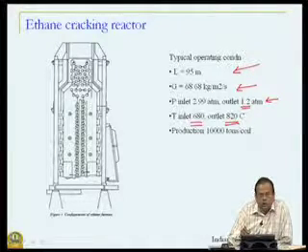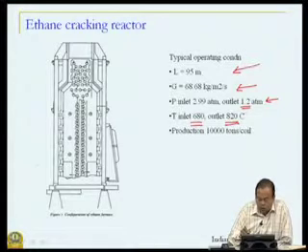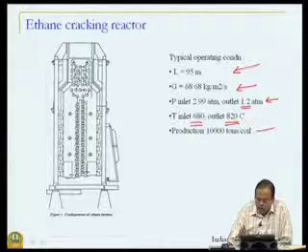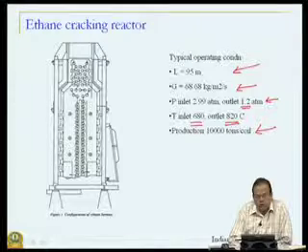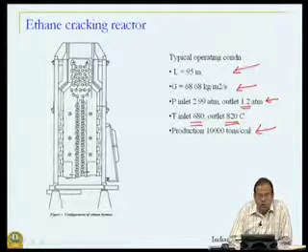So, the temperature is progressively increased, and one tube, and I will explain what that tube is, gives you about 10,000 tons per coil. Now, how is this reactor fabricated?